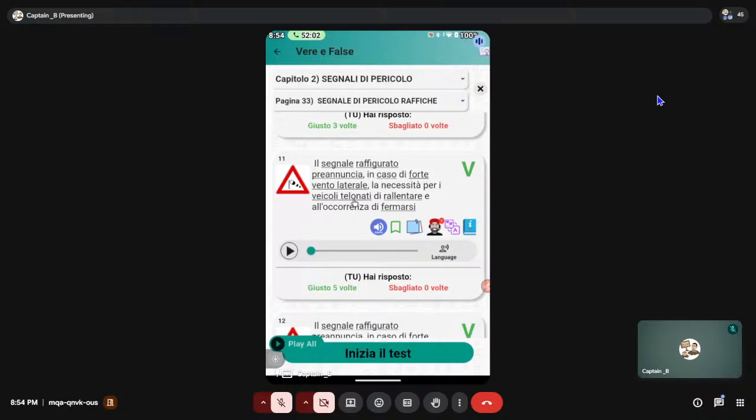Veicoli telonati di rallentare. So he said, in case of this wind from the side, it is necessary for that tarpaulin vehicle to slow down. So you have to slow down. And all'occorrenza fermarsi. Now, if it is necessary, stop. So if you find out that this wind is too much on you, you that is driving this vehicle, stop. And the answer is true.